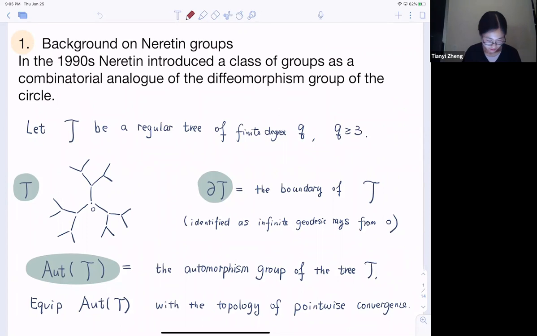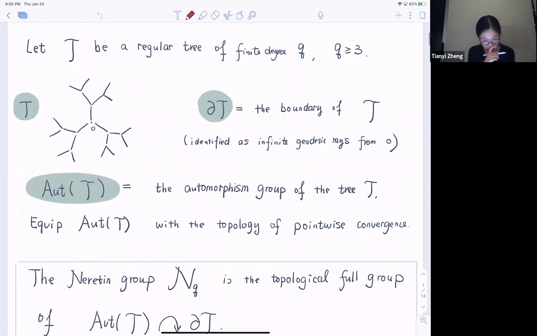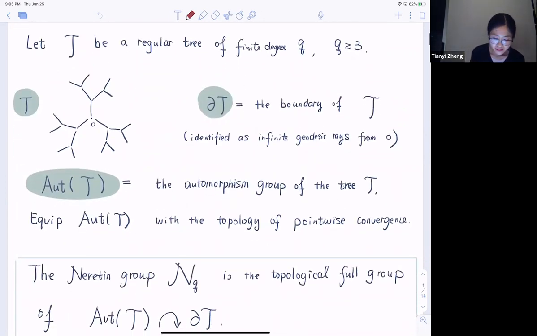So let's first recall the definition. Take a regular tree, say of a fixed finite degree Q, Q at least 3. Mark a point O for reference. You can think of it as the root. So here is the radius 3 ball of the tree.